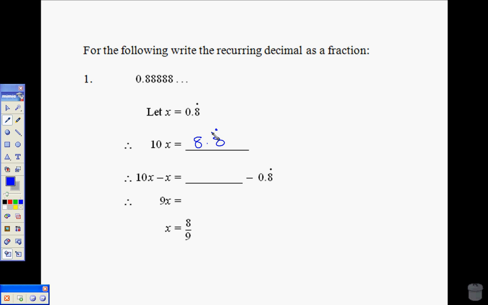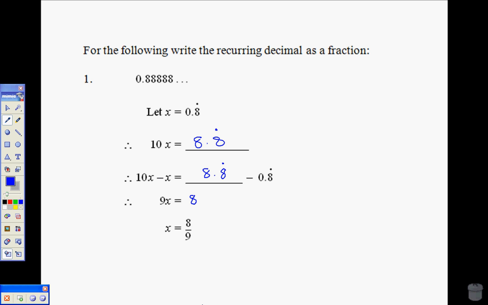Now I do this because what I want to do is get some subtraction happening that involves the recurring decimal parts. So if I get 10x, take away x, that's going to leave me 9x. On the right hand side, 10x is actually equal to 8.8 recurring minus 0.8 recurring. Now if we do the subtraction, the recurring decimal parts go and just leaves us with 8. And that's what we need.